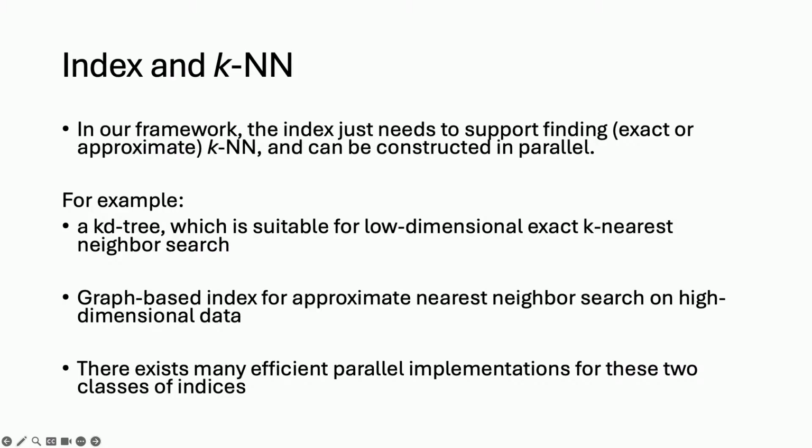So I already mentioned this. So for low dimensions, you can use a KD tree. For high dimensions, you can use something like a graph-based index. And there are many efficient parallel implementations of these two classes of indices out there.